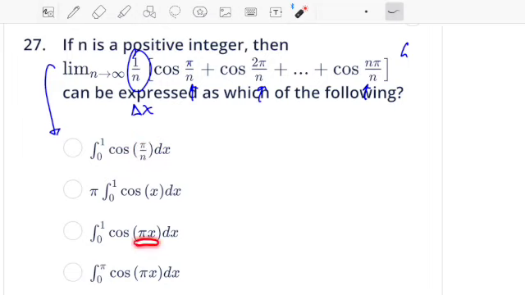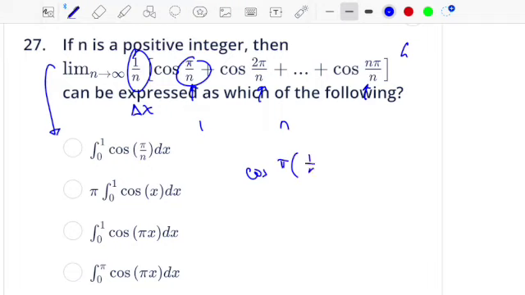So is it pi x? Is it pi x to pi? Here we are going from, pi just shows up every single time. That is from 1 to n. And I can see that, so we've got cosine of pi multiplied by 1 over n. That's 0 plus that much to get up there.